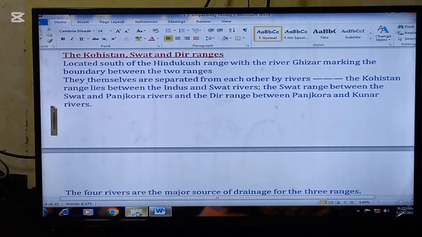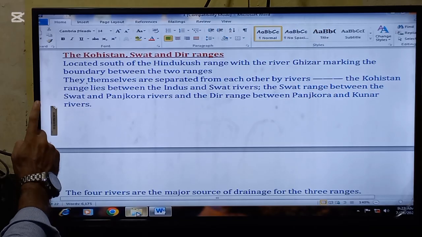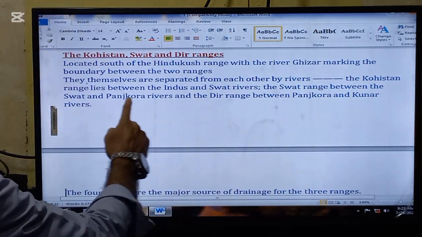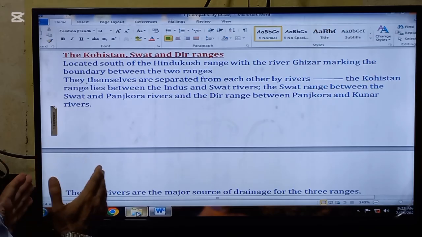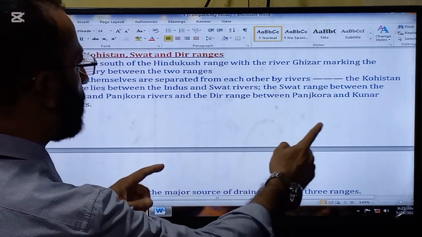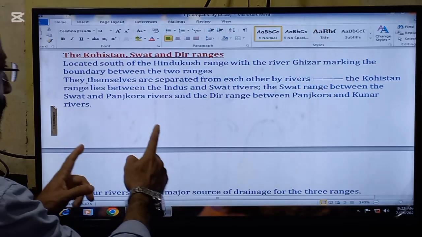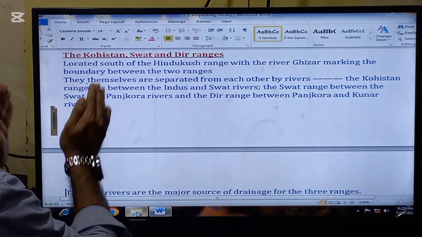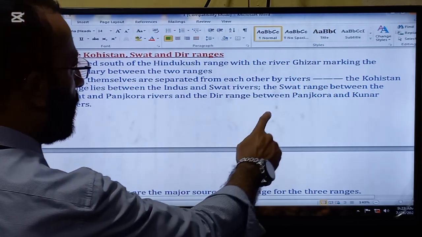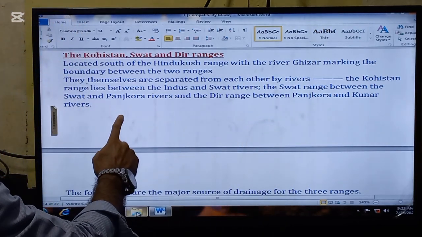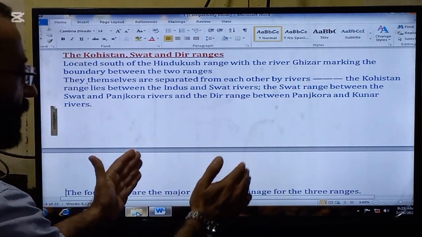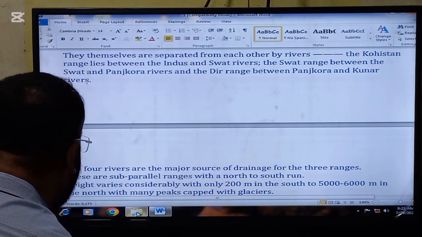The next thing that we are going to read is the Kohistan, Swat and Dir ranges. Located south of the Hindu Kush range, with the river Ghazer marking the boundary between the two ranges. They themselves are separated from each other by rivers. The Kohistan range lies between the Indus and Swat rivers. So this is the point to be remembered. The Swat range lies between the Swat and Panjkora rivers, and the Dir range between Panjkora and Kunar rivers. So these rivers actually make the boundaries between these ranges.